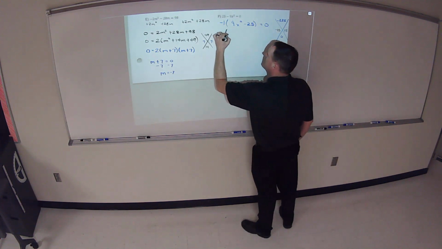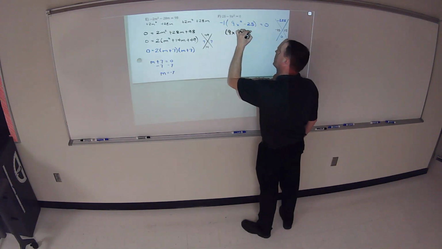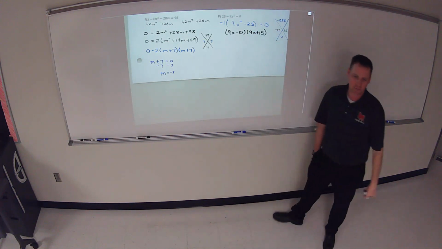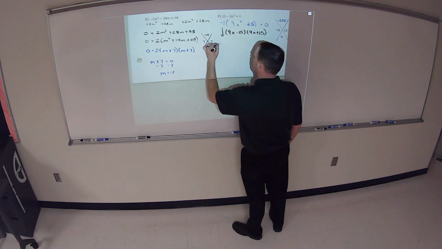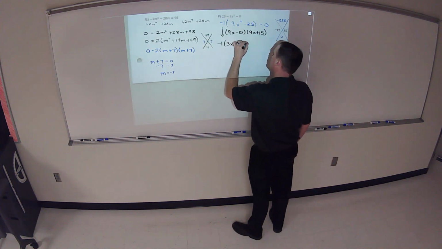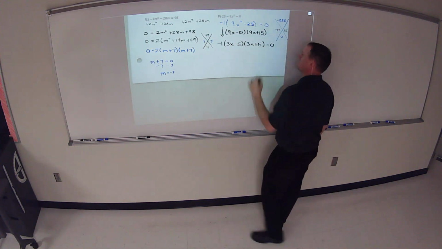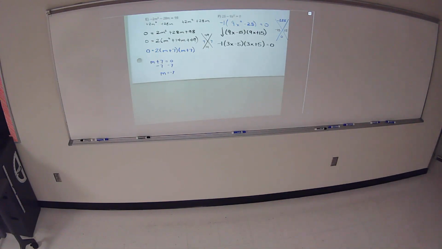A 9. So I've got 9x minus 15, 9x plus 15, but I'm not done because what do I need to do? I've got to simplify. I'm also going to bring down my negative 1 here. 3x minus 5, 3x plus 5, that's equal to 0. Okay, so I factored my expression.